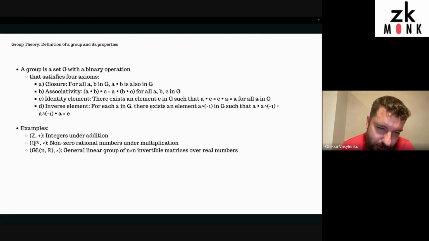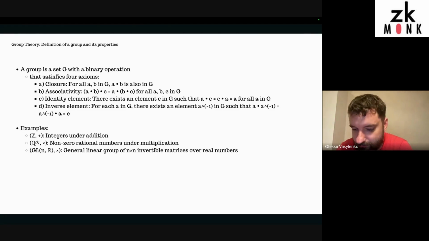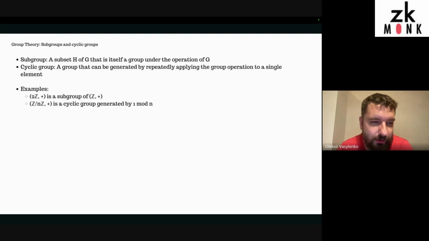Examples of a group might be integers under addition, non-zero rational numbers, or the general linear group of matrices over real numbers. So think about a group maybe not as numbers, but as a set of items which follow some specific rules. Subgroup, cyclic group: I spoke about it already, and gave the example with the clock. If we add 2 to number 2, we will get a cyclic group which will not intersect with other elements.